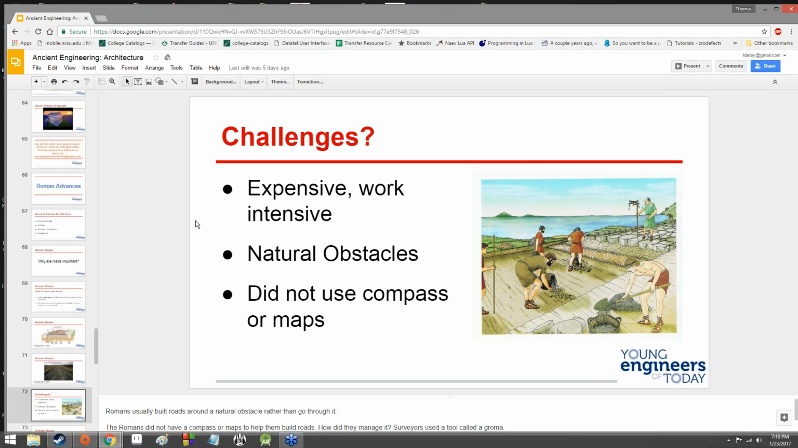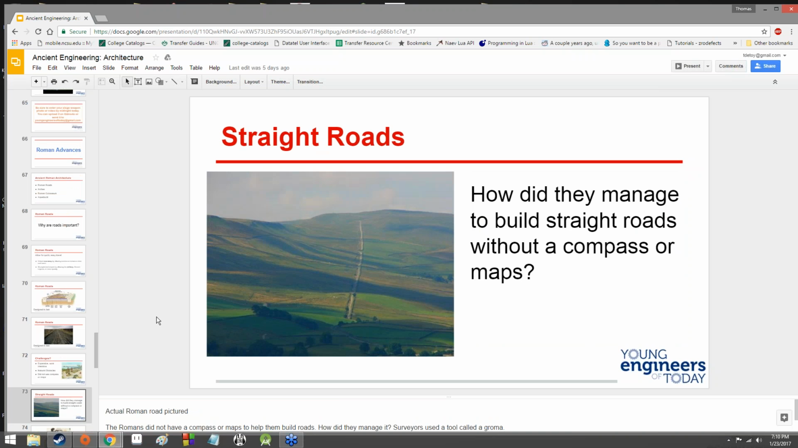So as you can see, this dude here has got this thing that looks like a bunch of tea bags on a stick. It's really weird. But it was a tool to ensure that the roads were built straight. And it was pretty remarkable because they managed to build such straight roads without a compass or maps.